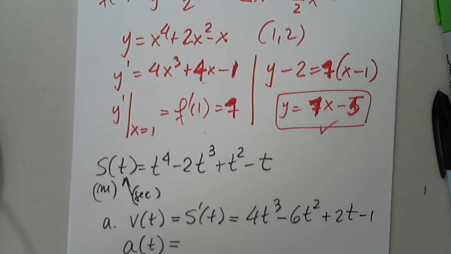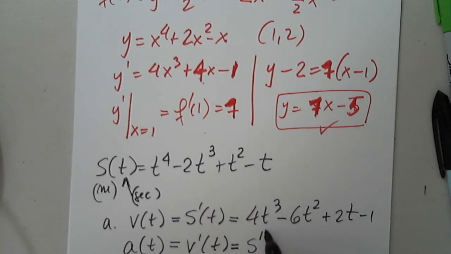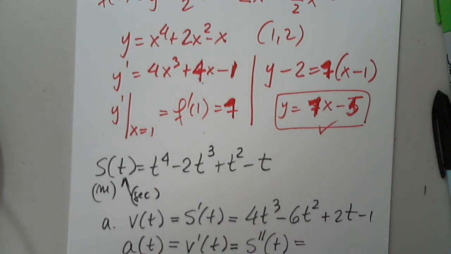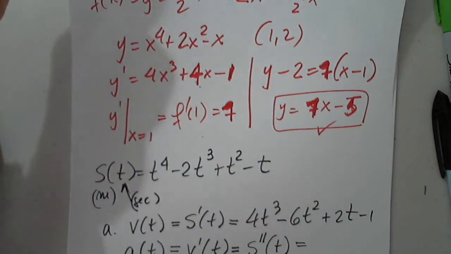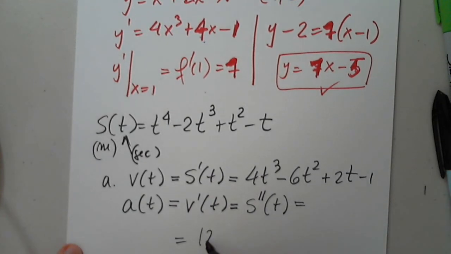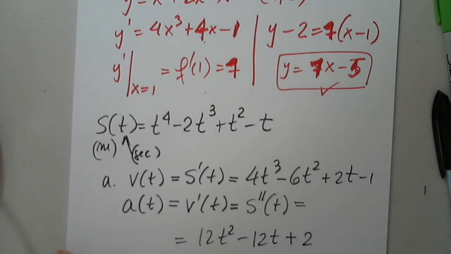What is the acceleration for the velocity? It is the first derivative of the velocity. And what is the acceleration for the distance? It is the second derivative of the distance. Can anyone give it a try here? Uh, 12t squared minus 12t plus 2. That's it.